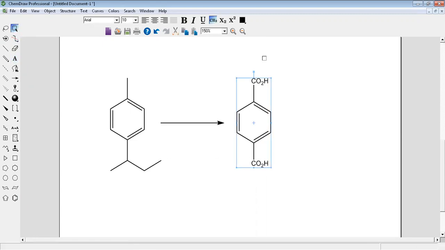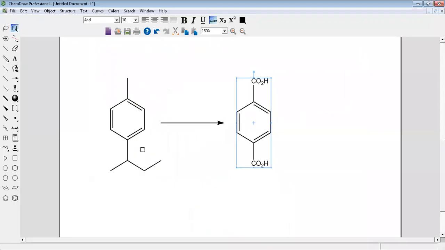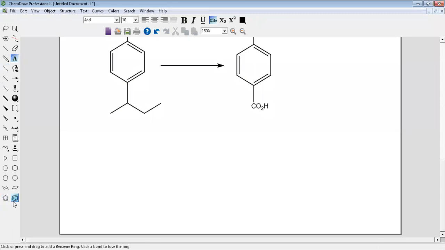Look, many examples. This KMnO4 gives you this, and this KMnO4 gives you this. Any alkyl group. He said here, arenes containing at least one benzylic carbon hydrogen. There is one condition, students. Look, for all of these we have at least one benzylic carbon hydrogen. We have one hydrogen here, and also one hydrogen here.